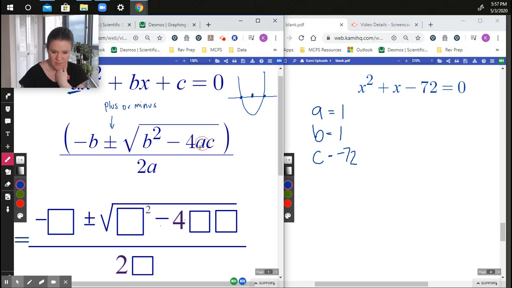All right, where are my A's? My A's are next to my 4, so 1 is going to go there. 1 is going to go here. B, my B's are 1, so 1 and 1, so 1 and 1. And C is negative 72.